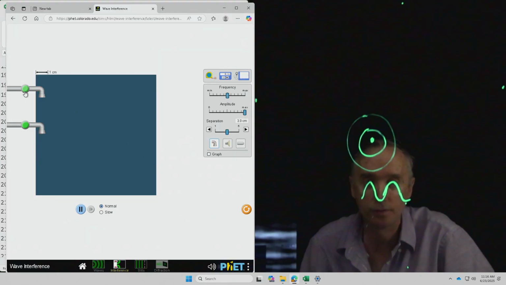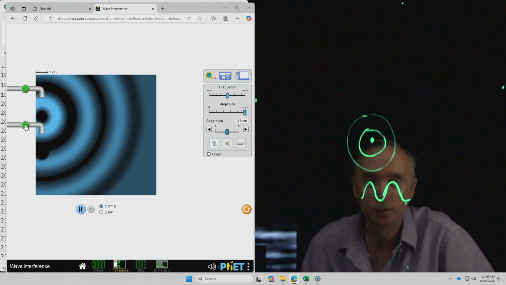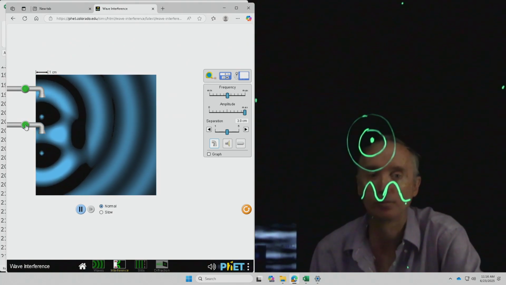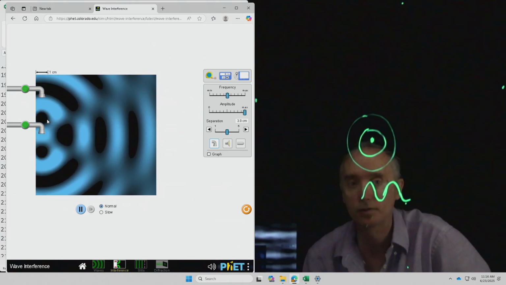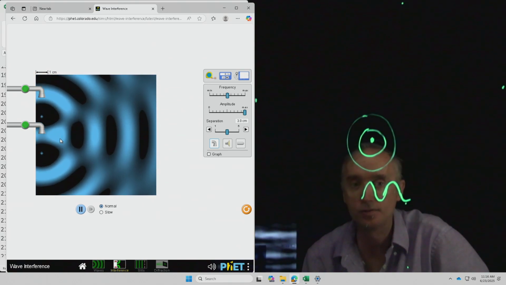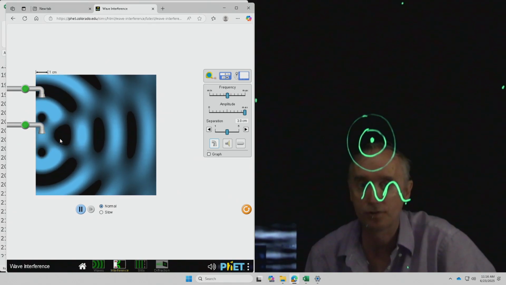So what I want you to do is you're going to start the simulation here. So we're going to turn on, okay, there's one of them. There's the second one. And they're going to start making ripples. And what I want you to be looking for in this picture here is places where it's extra blue and then places where it's extra dark.